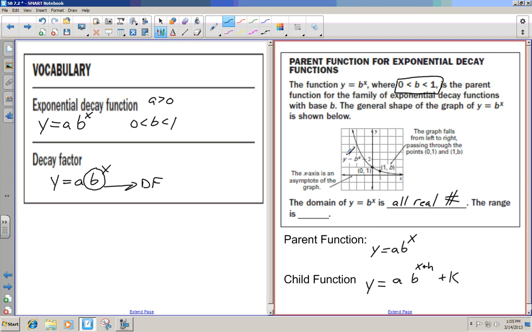Oh, actually, I'm sorry, not plus. This is x minus h. All right. So this x minus h part really doesn't matter too much to you right now. This is the key. This right here is the asymptote, where it doesn't quite cross. So the asymptote for this equation here is y equals 0. So that means the range is y is greater than 0.